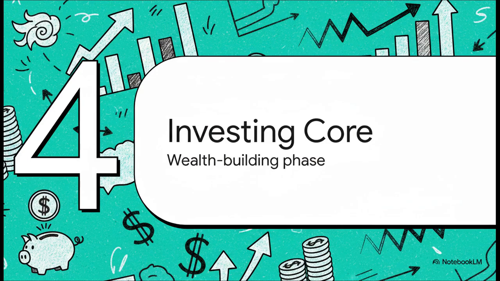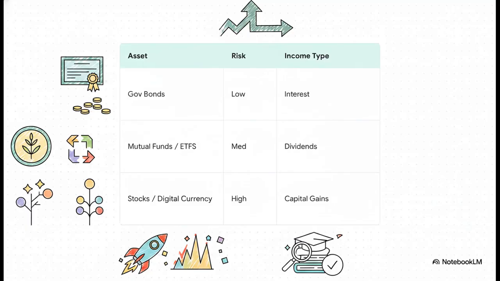Next up, Section 4. Investing Core Concepts. This is where we build wealth. In investing, risk and return are heavily correlated. Basically, the more risk you take, the higher the potential return, but also the higher the potential for catastrophic loss. Government bonds sit comfortably at the low-risk level, generally providing steady income through interest.